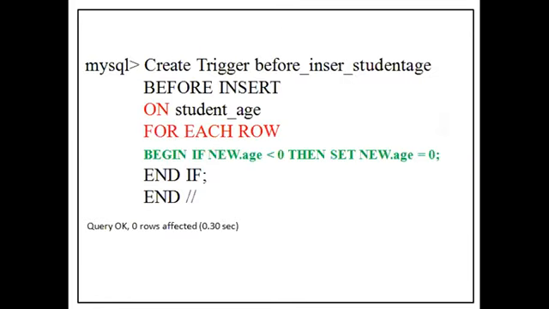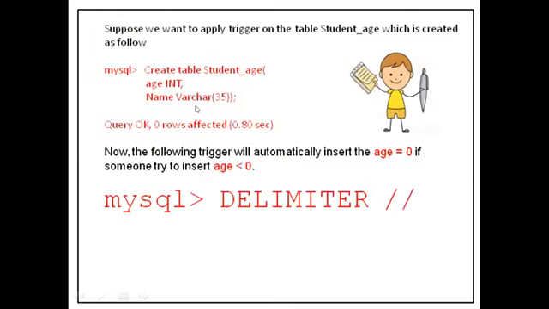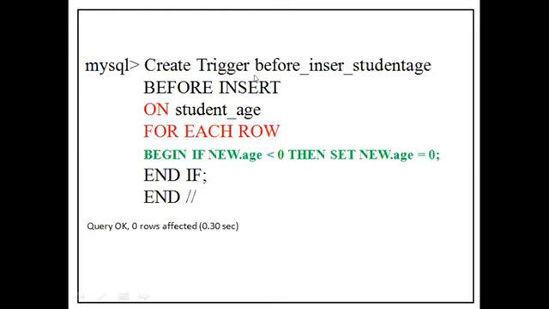Now see, create trigger before_insert_student_age, a before trigger, before insert on student_age. Previously I created one table, that is student_age. So now I want to create a trigger on the student_age table for each row as per syntax. Now this is the condition I'm going to give. Begin, if new.age is less than 0, if you insert an age less than 0 value, then set new.age equal to 0.